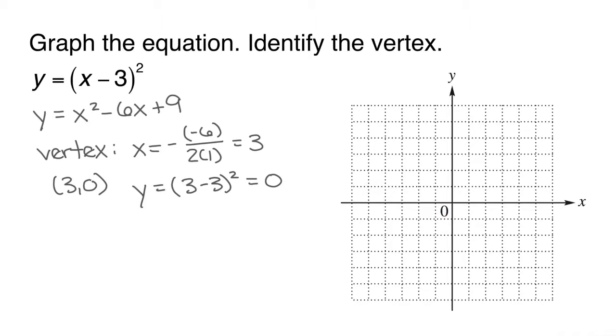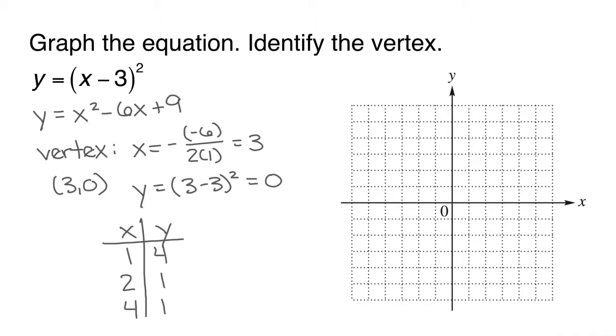Now let's find some additional points on this graph so that we can more easily graph the equation. If x is 1, then y is 1 minus 3, or negative 2, squared, which is 4. If x is 2, then y is equal to 2 minus 3, or negative 1 squared, which is 1. And if x is 4, then y is 4 minus 3, or 1 squared, which is 1.